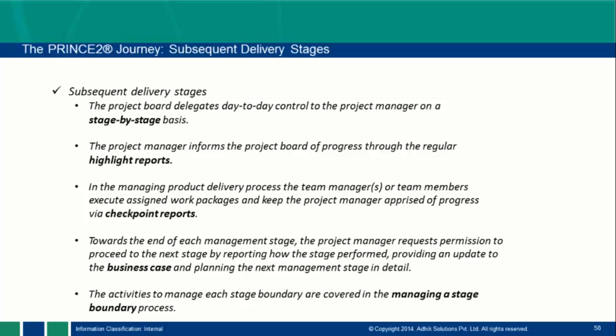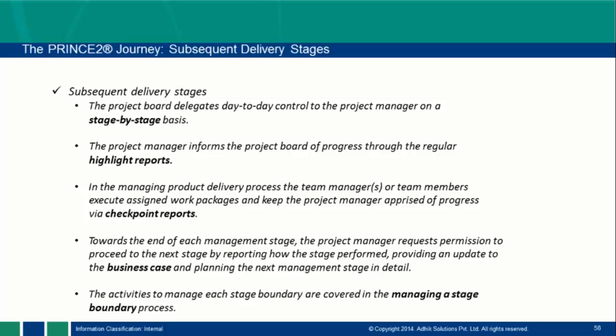The project manager informs the project board of progress through the regular highlight reports. So he will provide the highlight reports, and he will provide the stage completion report to the project board, right? So the current stage is completed, and now we need to plan for the next stage, everything, right? So this is one report, that is the highlight report, and that report is provided by the project manager to the project board, right?